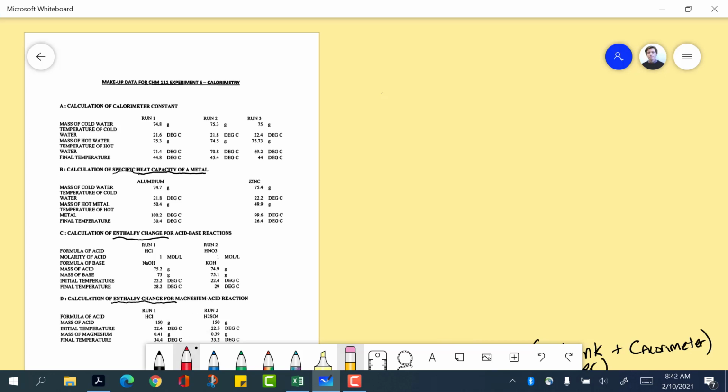All right, so the Q of the hot plus the heat going into the cold water plus the heat of the calorimeter all have to sum to 0. Right?